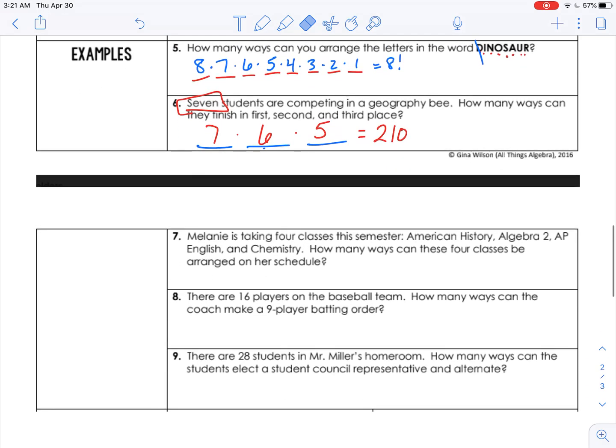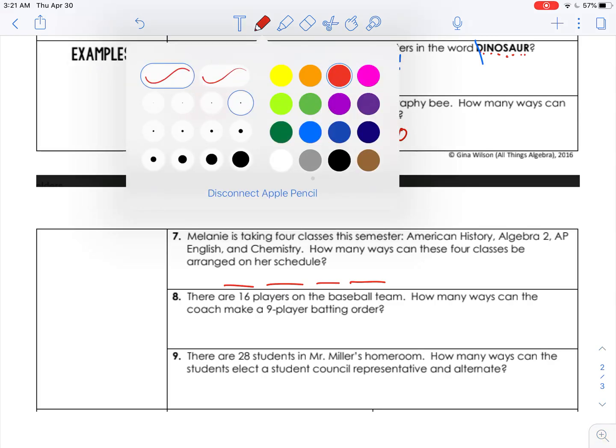So Melanie's taking 4 classes. Okay, so 1, 2, 3, 4. She's got American History, Algebra 2, Best Class Ever, AP English, and Chemistry. How many ways can these 4 classes be arranged?